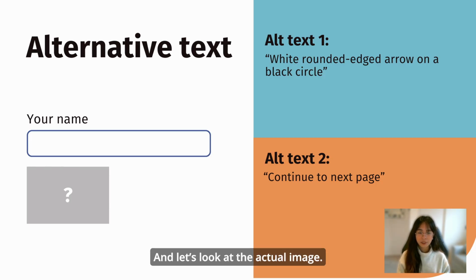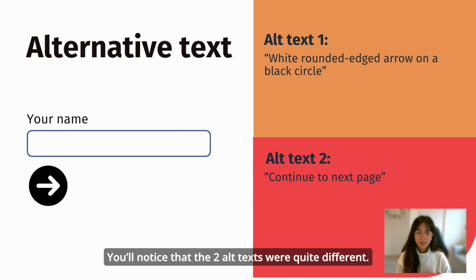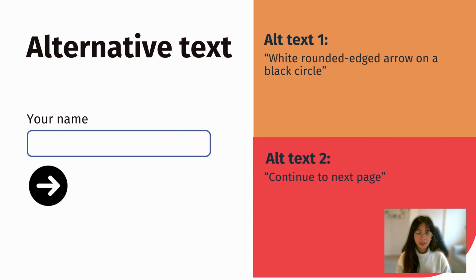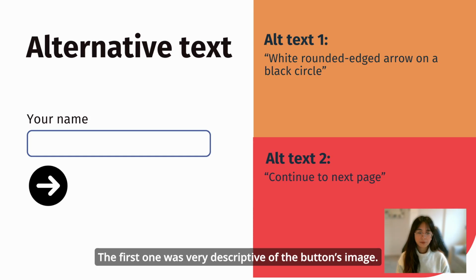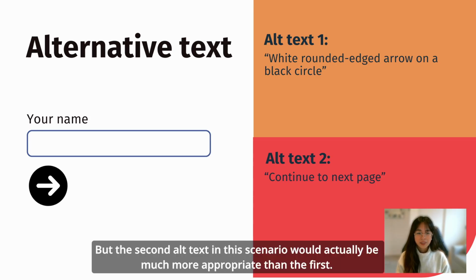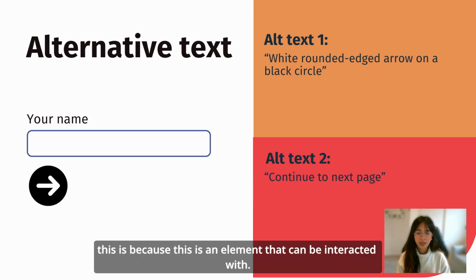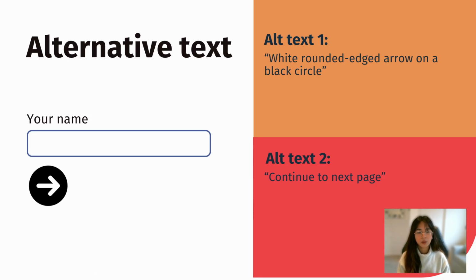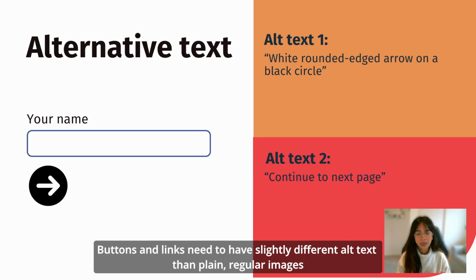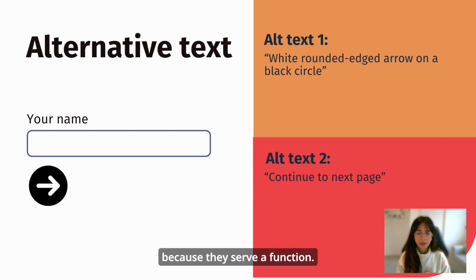And let's look at the actual image. You'll notice that the 2 alt texts were quite different. The first one was very descriptive of the button's image. It is indeed a white rounded edged arrow on a black circle. But the second alt text in this scenario would actually be much more appropriate than the first. And if you're asking why, this is because this is an element that can be interacted with. So buttons and links need to have slightly different alt text than plain regular images because they serve a function.